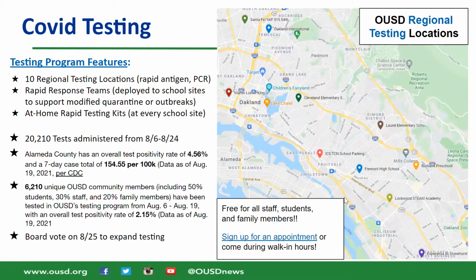Next slide. COVID testing, of course, is a hot topic in OUSD and most school districts, and the availability of those tests is an even hotter topic. But we have a testing program that has 10 regional test locations, a rapid response team that's deployed to schools to support modified quarantine or outbreaks, and at-home rapid testing kits. We strive to have those at every school site. As a point of comparison, OUSD has 10 regional testing locations, and it's 21 times greater access to testing in OUSD based on size.